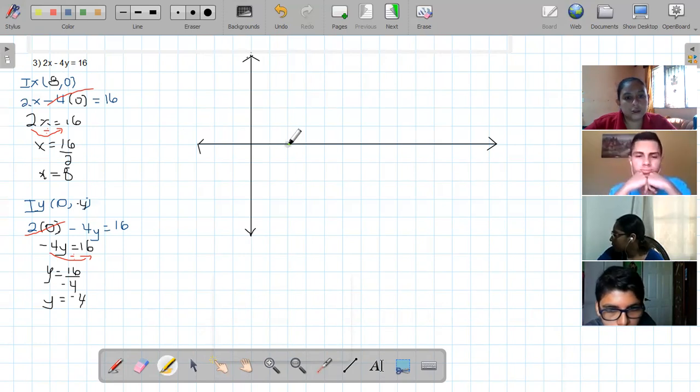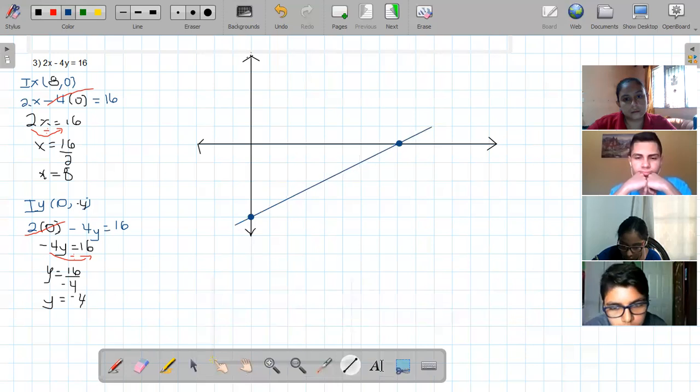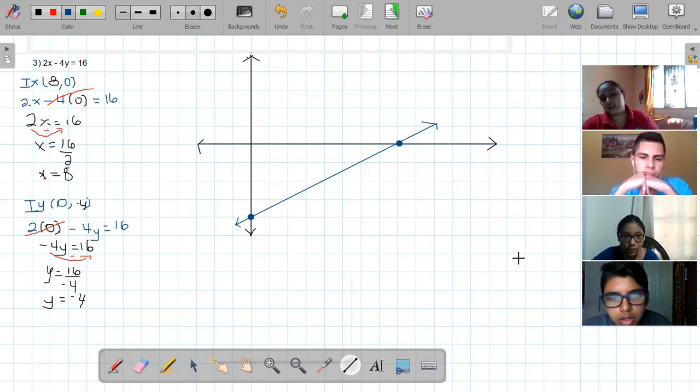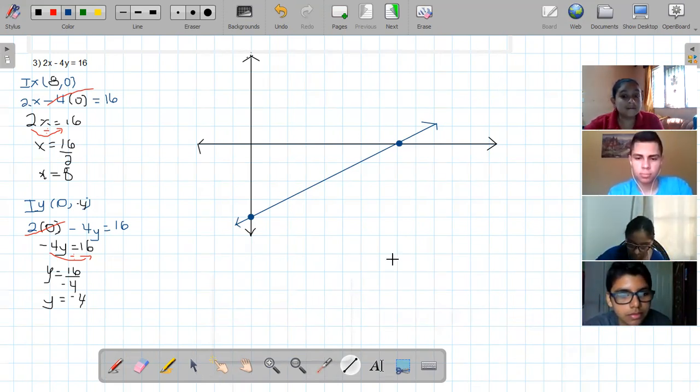8, 0. 1, 2, 3, 4, 5, 6, 7, 8. 0, -4, -1, -2, -3, -4. And now I just go ahead and connect it with a straight line. And that's your line. And that's it. That's graphing using the two intercepts. Easy, right? Any questions? No?